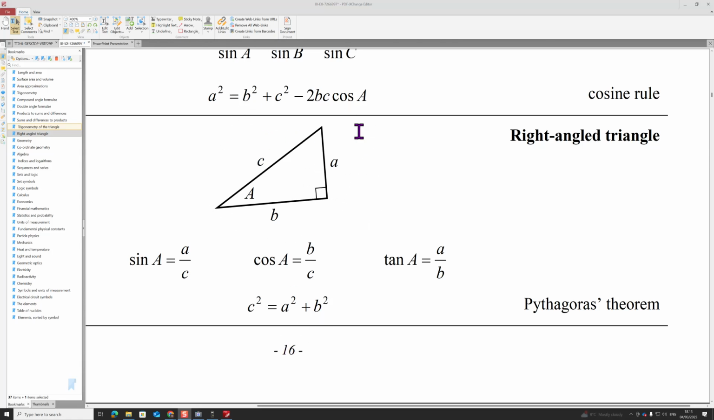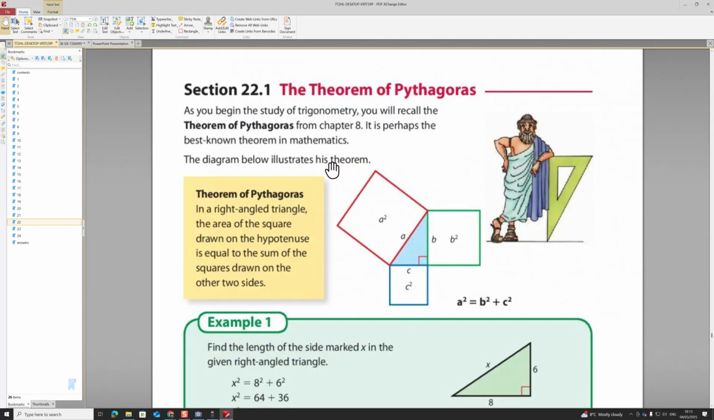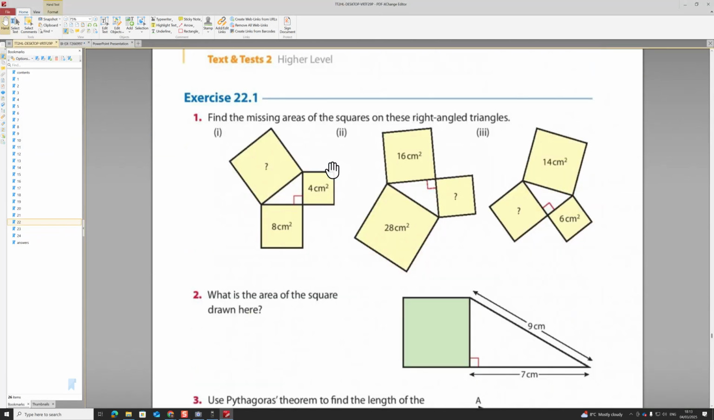If you have a right angle triangle, let's just name it up like this, then the hypotenuse squared is equal to the sum of the squares on the other two sides. That's Pythagoras' theorem, and we're going to jump straight into the exercises now, which start here. So let's get started.